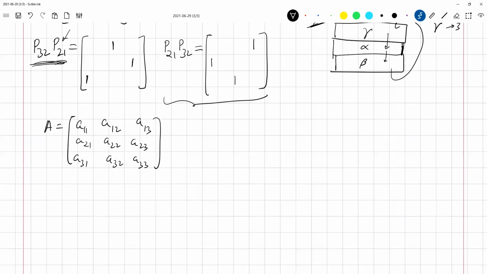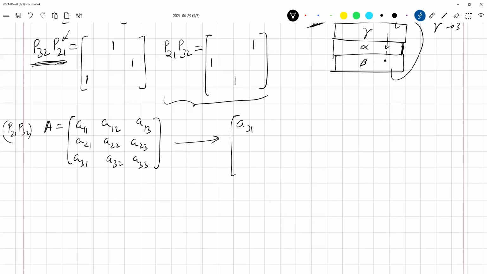So if I do this P21 into P32 of A, what will I get? What will I get? So first row, first column. What do I get? A31. I'm doing this, multiplying by this. So first row, first column, I get A31.